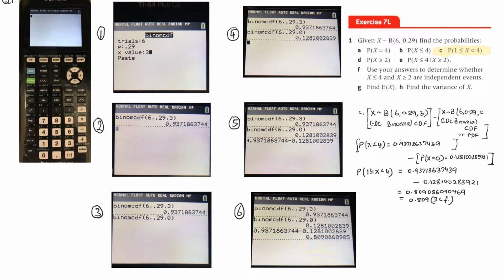So now I've done it again. I'd use CDF. You could use PDF for this step. And I've put in a 0 because it's only one X, X equals 0. So I put in a 0 now. And the result was 0.128. And that's how I got that number there. And then I subtracted the 0.128 from the 0.937. And I got 0.809. And that's shown there.